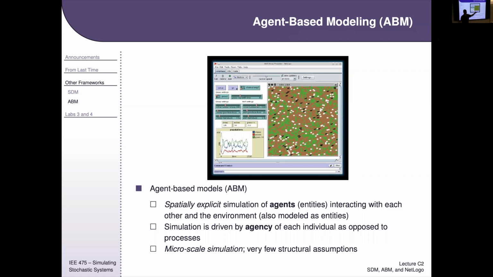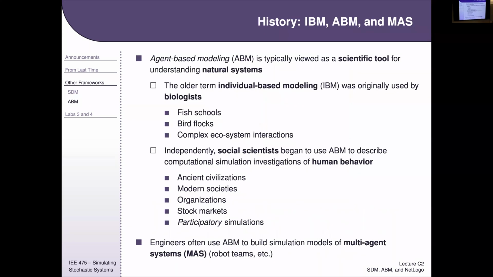So we actually generate kind of like a real world, and we just see what happens. And so we don't have a lot of math behind the scenes. It's mainly trying to generate realistic interactions and then just see what happens and describe them as we would when we're experimenting with the real world. And so we often see individual-based modeling or agent-based modeling, same term, in biology to study things like fish schools, bird flocks, and complex ecosystem interactions.